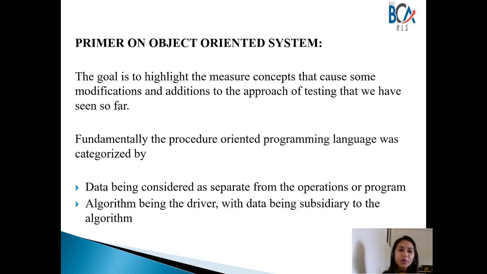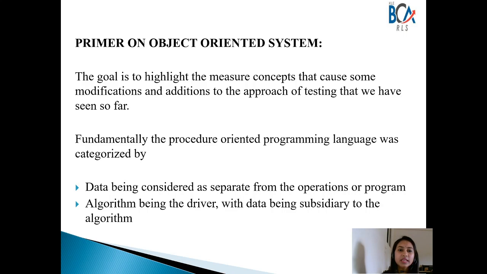Yes, with this video I hope you understand what is object oriented programming. Okay, so you understand with the object oriented concept, so the applications built on this concept will be efficient and modular, and it has a high performance. So let us see the concepts one by one. So basically the goal of this object oriented programming or object oriented concept is to highlight the major concepts that cause some modifications and additions to this approach of testing that we have seen so far.